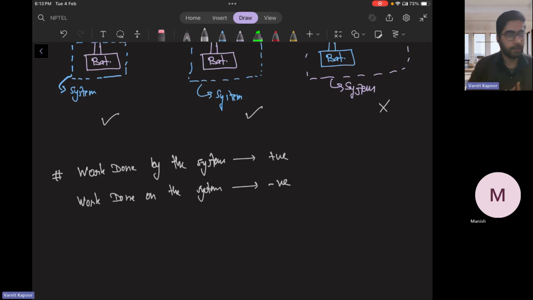Now, what are the types of work? There are 2 types of work. One is closed system work, another is open system work. Let me write.